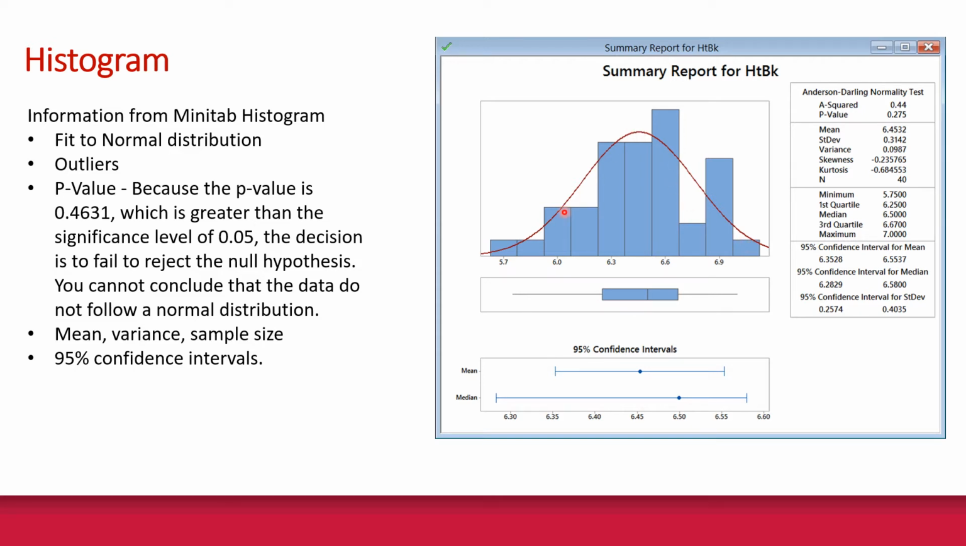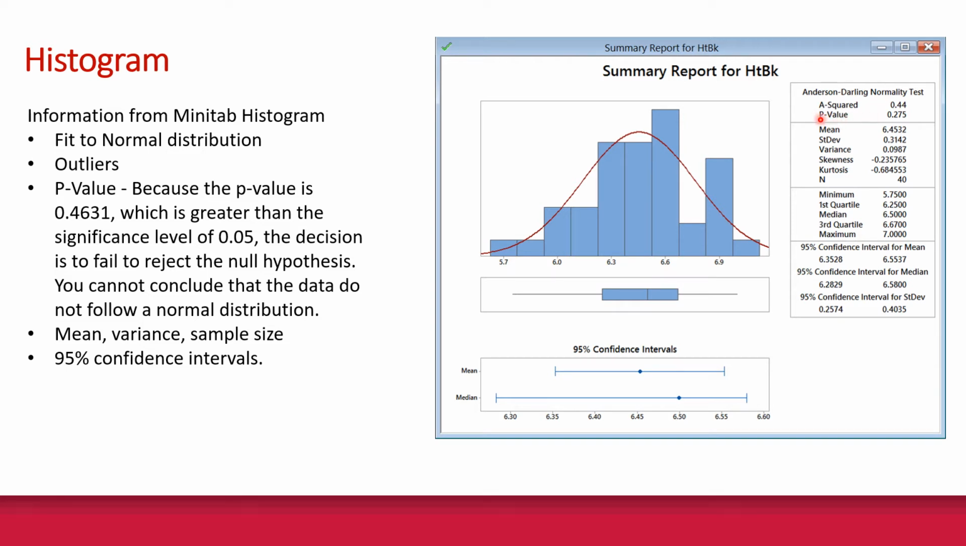Looking at it, it looks pretty normal to me, but Minitab will also give us a good indication of that. It also plots the box chart down below. When we talk about box charts, it plots the box chart for you. It gives you the 95% confidence intervals for the mean and the median. So up here at the top, it does what's known as the Anderson-Darling normality test. This is actually a test that tells you how your data fits a normal curve.